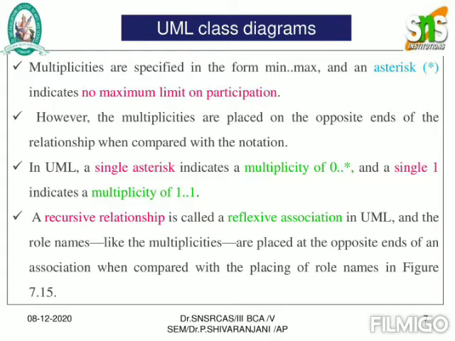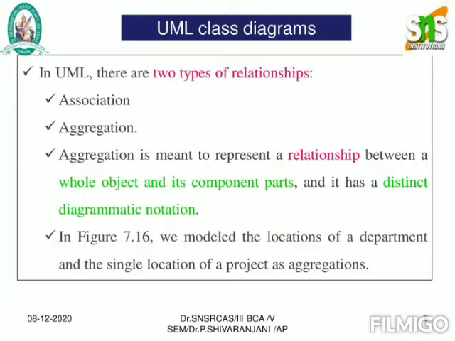The next is about a recursive relationship, which is also called a reflexive association in UML terminology. The role name, like the multiplicity, is placed at the opposite end of the association when compared with the participating classes. So the next is UML multiplicity.